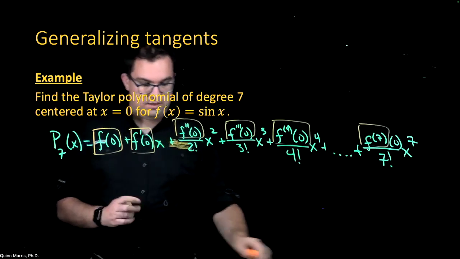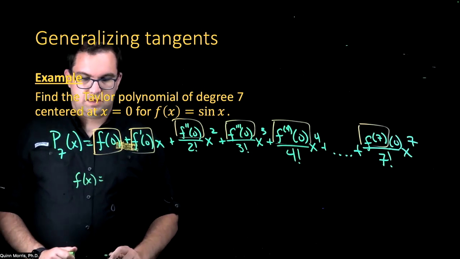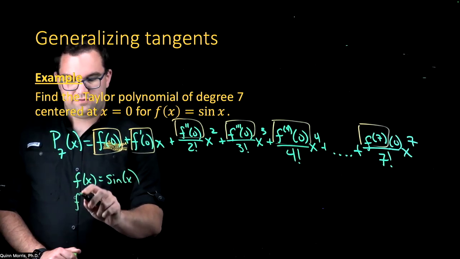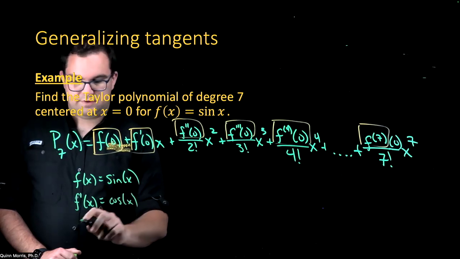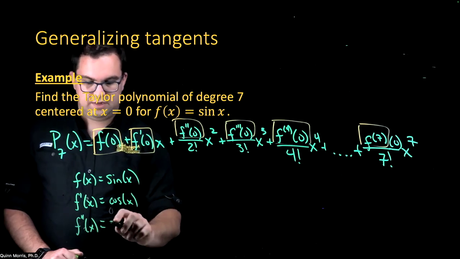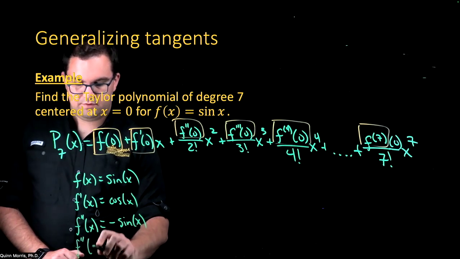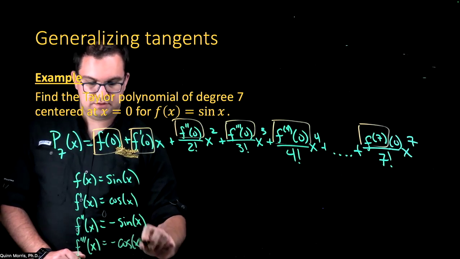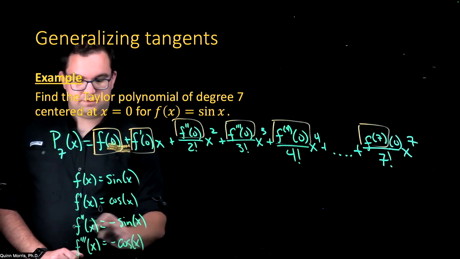Well, let's start with our function. Our function f of x is sine of x, and I'm going to need a bunch of derivatives of it, so let me deal with that first. If I take a first derivative, that's going to give me cosine x. If I take a second derivative, that's going to give me negative sine of x. I take a third derivative, that's going to give me negative cosine of x. Now, if I take a fourth derivative, I'm going to get sine of x again.